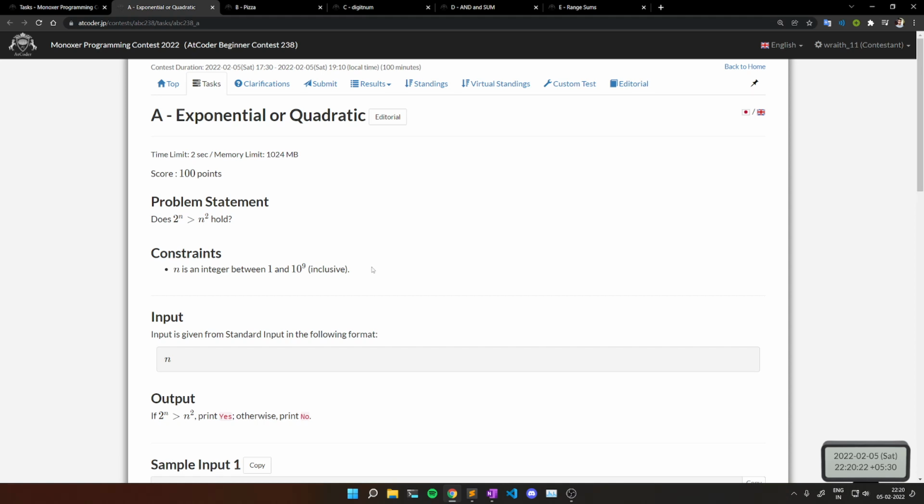In the first problem we are given a value n which can be up to 10 to the power n, and we have to check whether 2 to the power n is greater than n square or not. Now we cannot evaluate the value of 2 to the power n as it will be very large and we cannot store that in an integer. So we will check its binary representation.